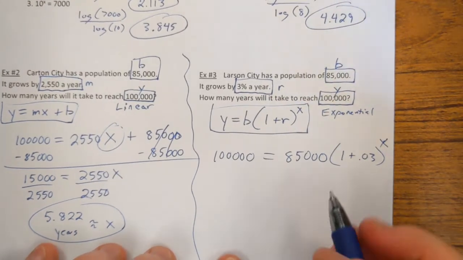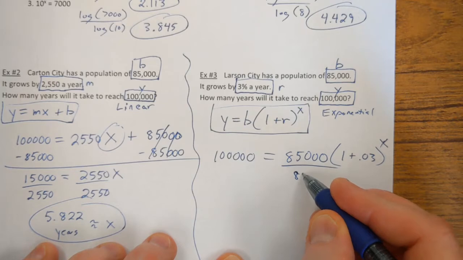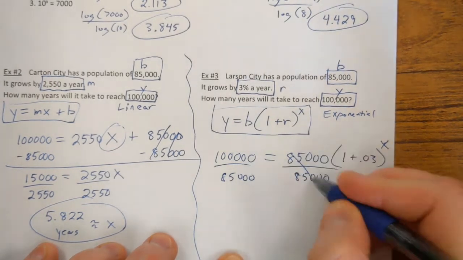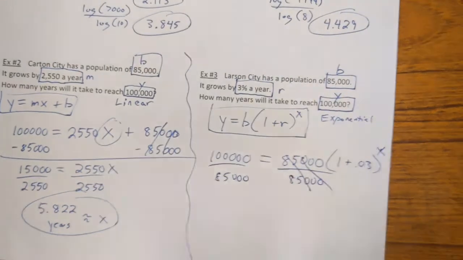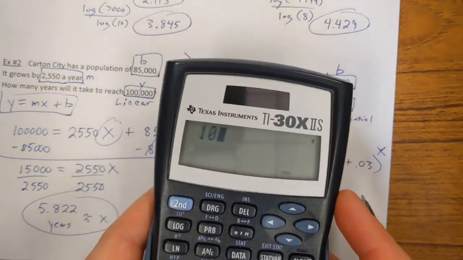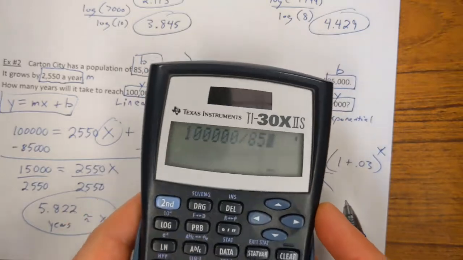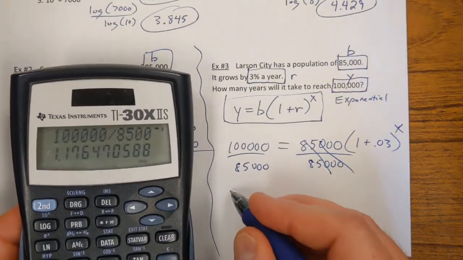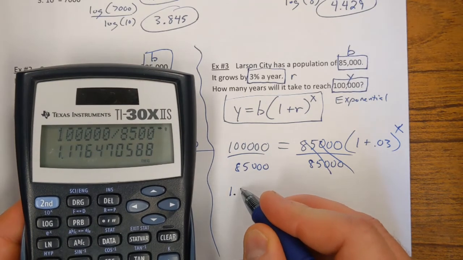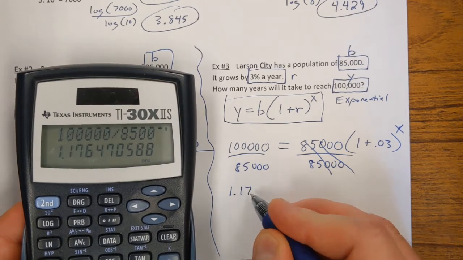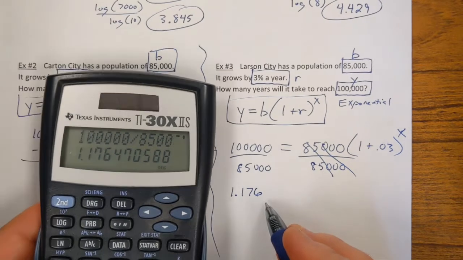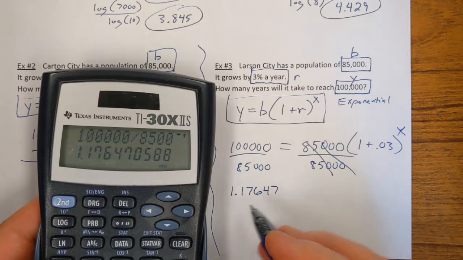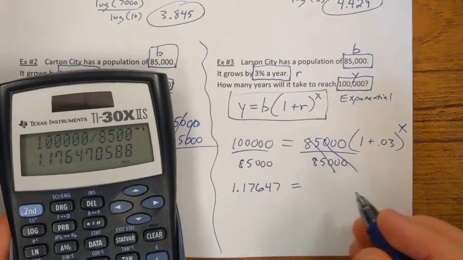Okay, so what we need to do, first we need to simplify this. We're going to divide both sides by this 85,000. Okay, so 100,000 divided by 85,000. Now, I know this comes out kind of messy, but I'm going to write a lot of decimal places for this, okay? If I want my final answer to be accurate to 3 decimal places, then I should go probably at least 5 decimal places in this particular case.